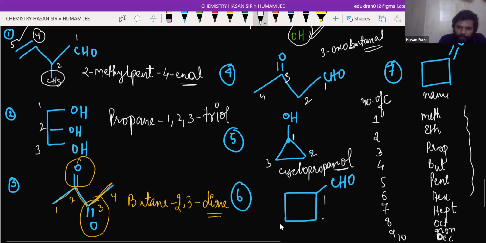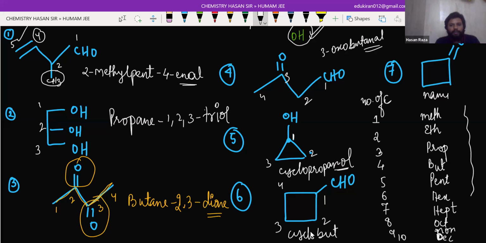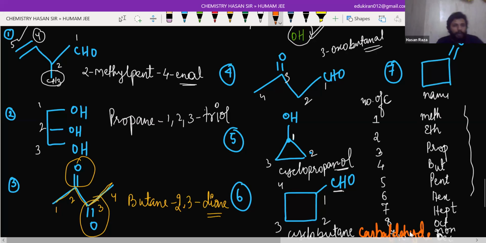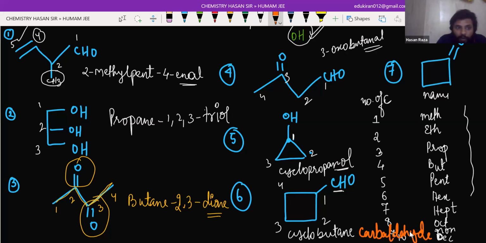Now this will be 1, 2, 3, 4. 4 carbon, that means but. And since it is cyclic, so cyclobut and all are singly bonded, butane, cyclobutane. And we didn't count this carbon of aldehyde. So what its name will be? Cyclobutane carbaldehyde. I told you when you are not able to count the carbon of aldehyde, its name will be carbaldehyde, not al. Okay, sir.